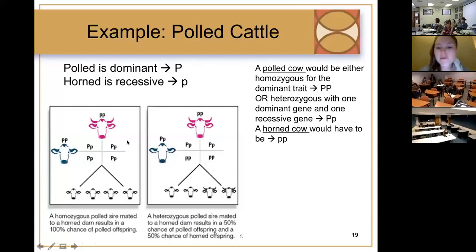So does everybody kind of understand how that works and how it's just a simple little way to determine what your outcome of a breeding pair might be if you know their traits? Does the Punnett square make sense?